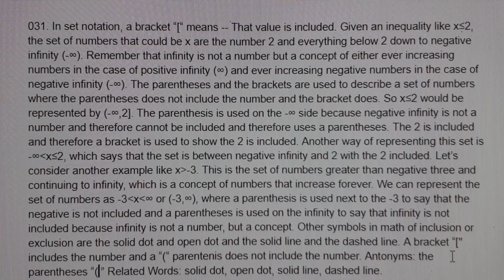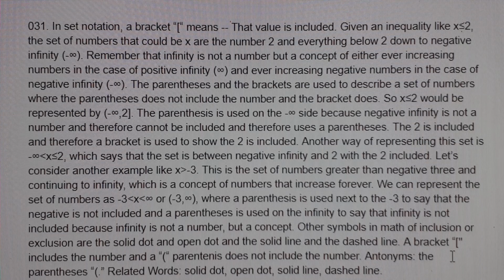So, x is less than or equal to 2 would be represented by parentheses negative infinity comma 2 bracket. The parentheses is used on the negative infinity side because negative infinity is not a number and therefore cannot be included, and therefore uses a parentheses. The 2 is included, and therefore a bracket is used to show the 2 is included.